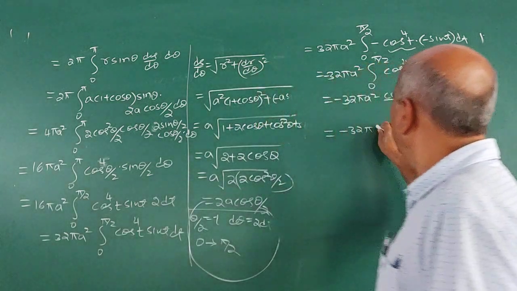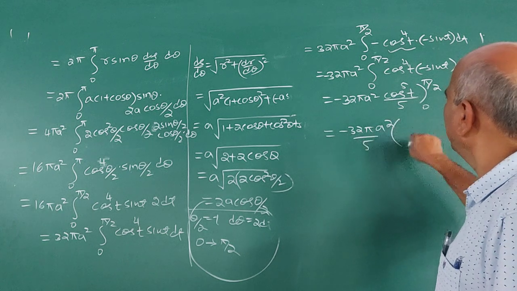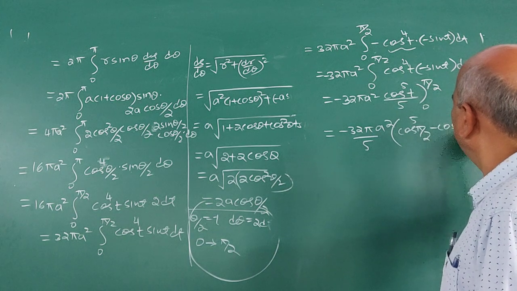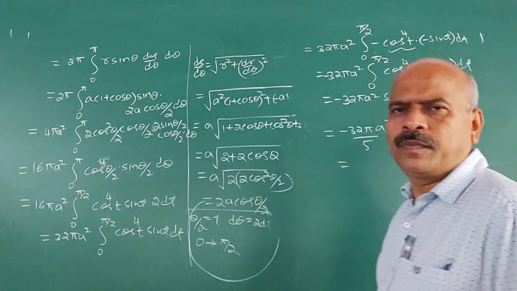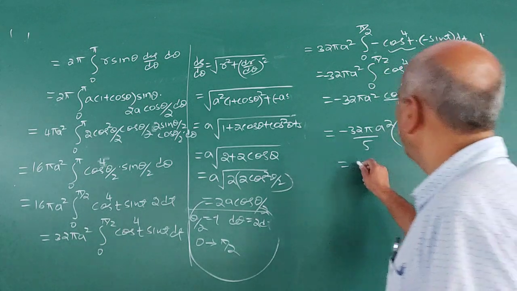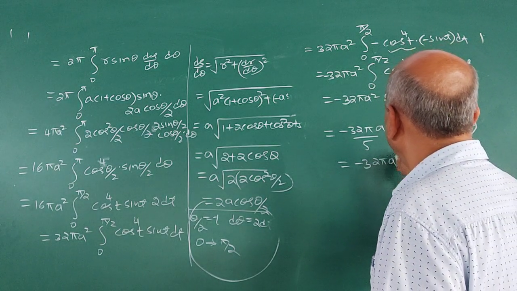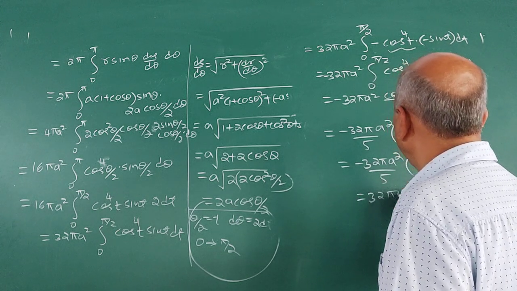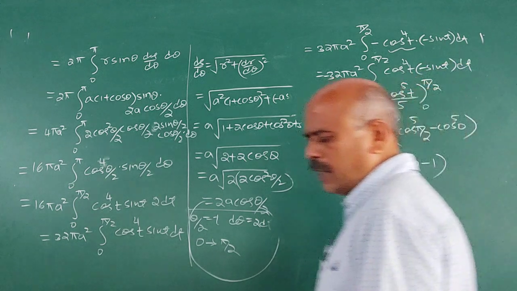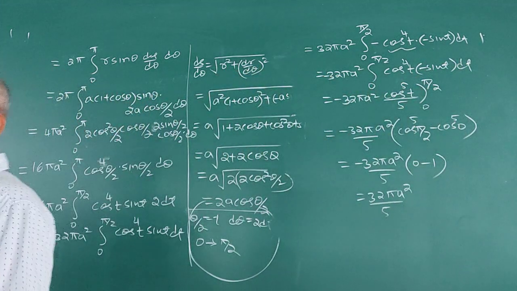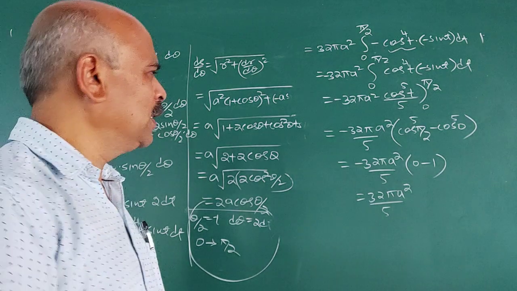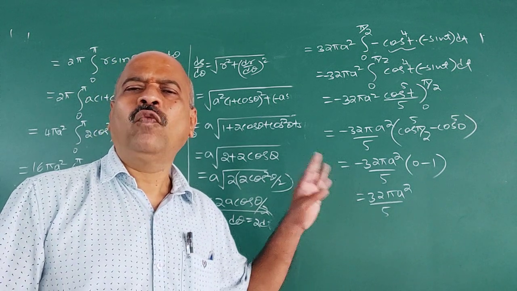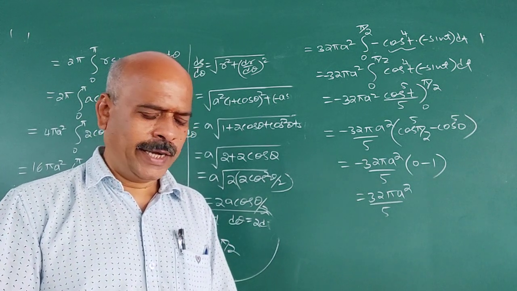What is this? Minus 32 pi a square upon 5 into cos pi by 2 raised to 5 minus cos 0 raised to 5. What is cos pi by 2? 0. Cos 0, 1. So minus 32 pi a square upon 5 into 0 minus 1, 32 pi a square upon 5. This is the surface area of the solid formed by revolving the cardioid.